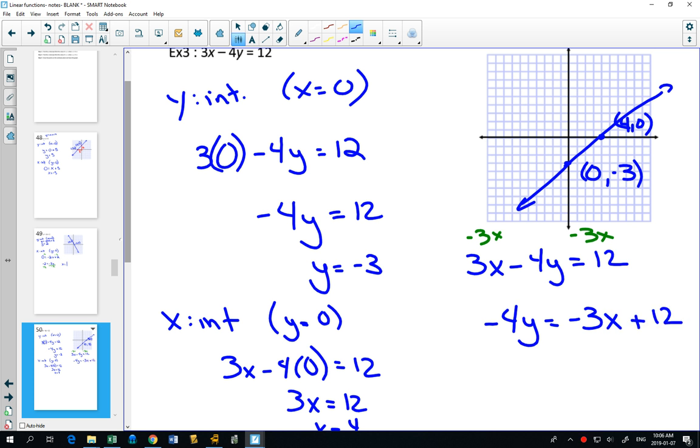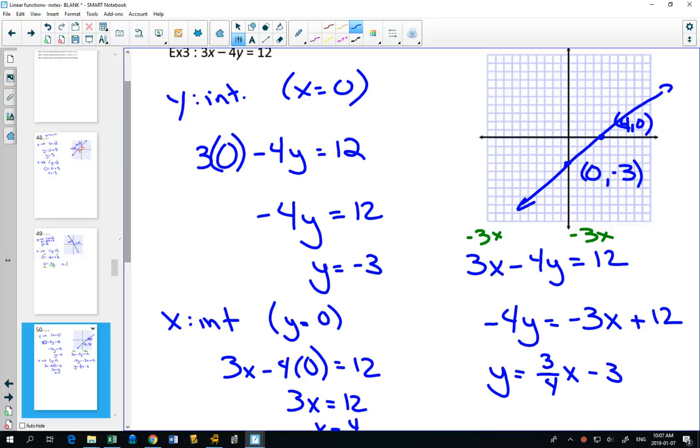I'll write the 3x first because in y equals mx plus b, the x comes first before the number. Okay? Sometimes we have to be careful that this subtract sign stays as a negative with the 4. And now we need to divide everything by negative 4. When the negative 3 gets divided by negative 4, it becomes positive. And we can write it as 3 over 4. When the 12 gets divided by a negative 4, it becomes a negative 3.